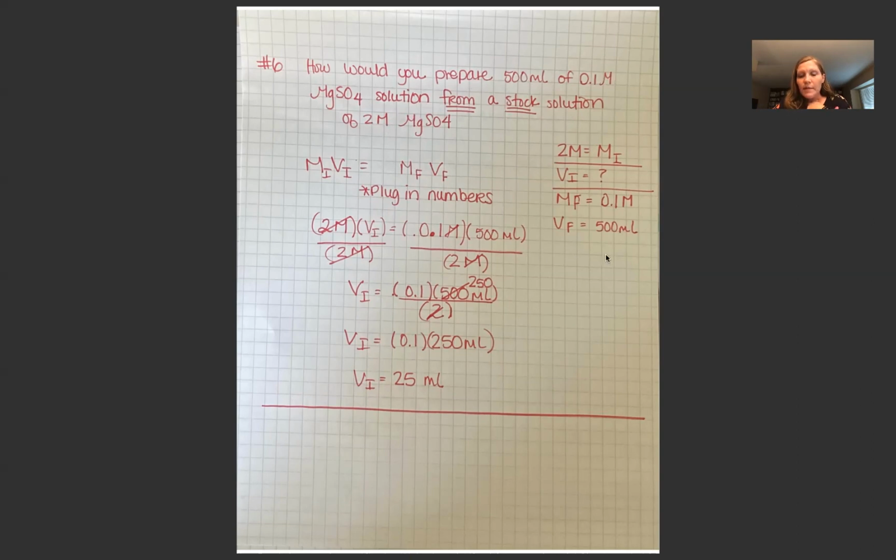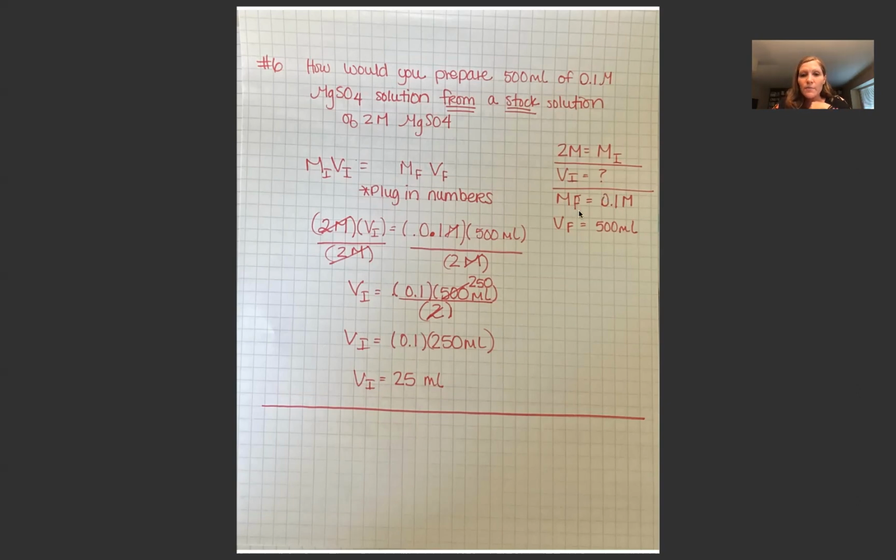So I have made myself a little bit of a cheat sheet for each one of these. I'm assigning these pieces to each one of the pieces up in the equation so I can plug them in. So 2 molars is my initial molarity, because we're coming from that stock. I do not know the initial volume that I started with, so that is my unknown. That's what I'm going to try to get by itself.